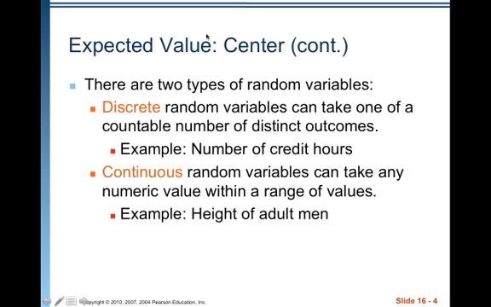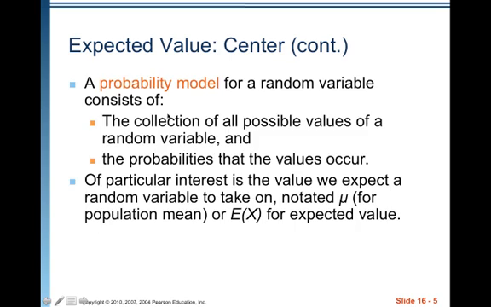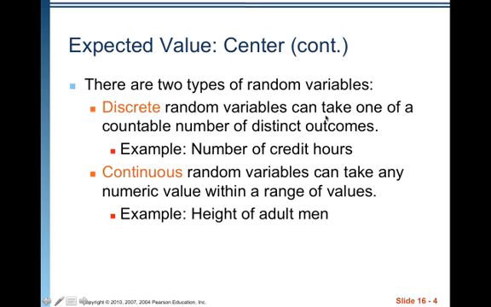There are two types of random variables. Discrete random variables can take on one of a countable number of distinct outcomes. So, for instance, the number of credit hours. We can look at the number of possible credit hours students can take, and so they might be able to take 1, 2, 3, 4, 5, 6, 7, 8, up to 21. Maybe that's the maximum number. But we can count how many outcomes there are. Another way to think of it is there's distance between the outcomes that can occur.